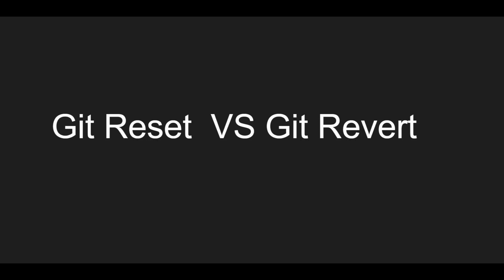Today we will see the difference between git reset and git revert. These are two important commands in git that we use to revert or undo the changes that we have done on the local repo or remote repo. So let's see what the difference between both of them is and how to use them.